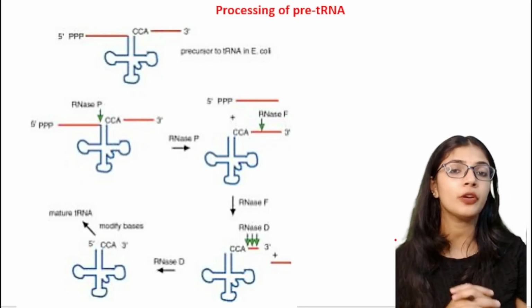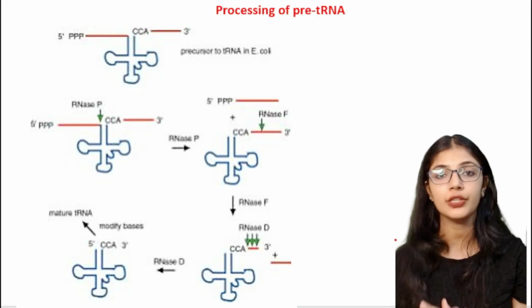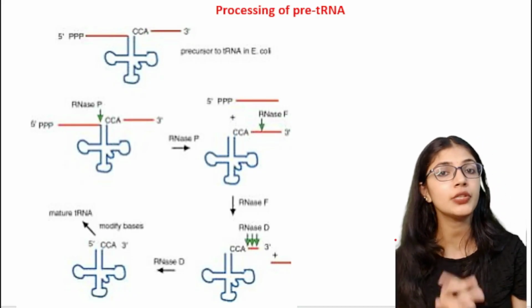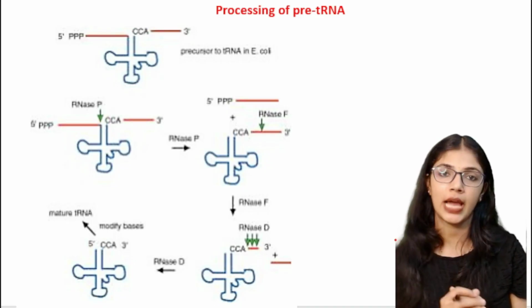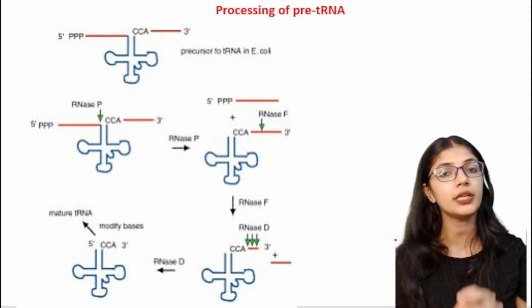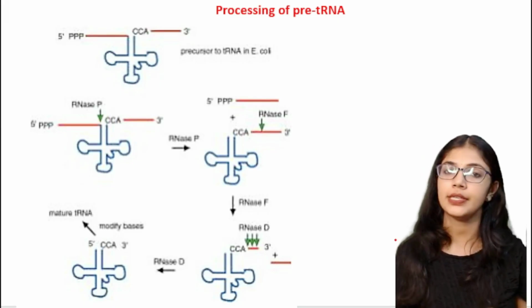So in this video we are going to discuss the processing of the pre-tRNA. The tRNA used during the process of translation is not in the mature form. First it needs to be synthesized in the form of pre-tRNA, then by some modifications it is converted into mature tRNA. So let's see how this modification takes place.